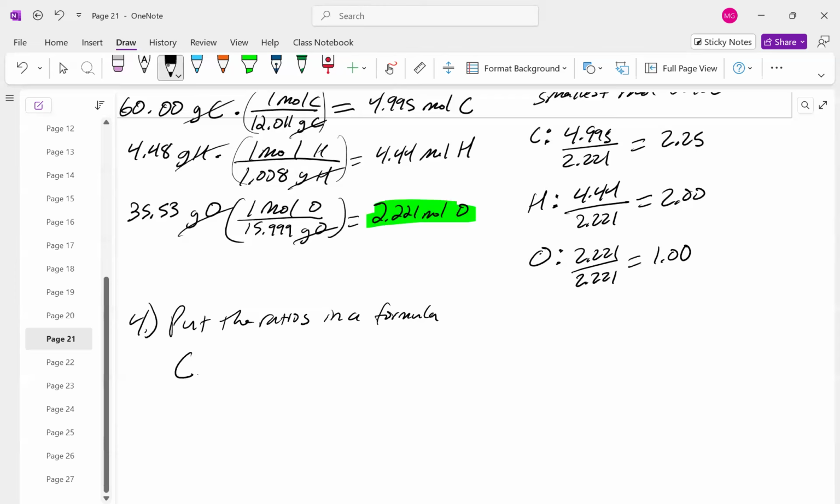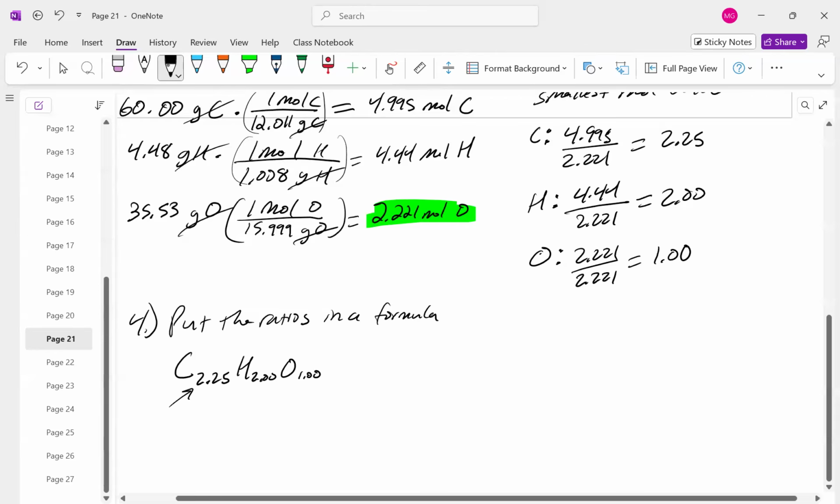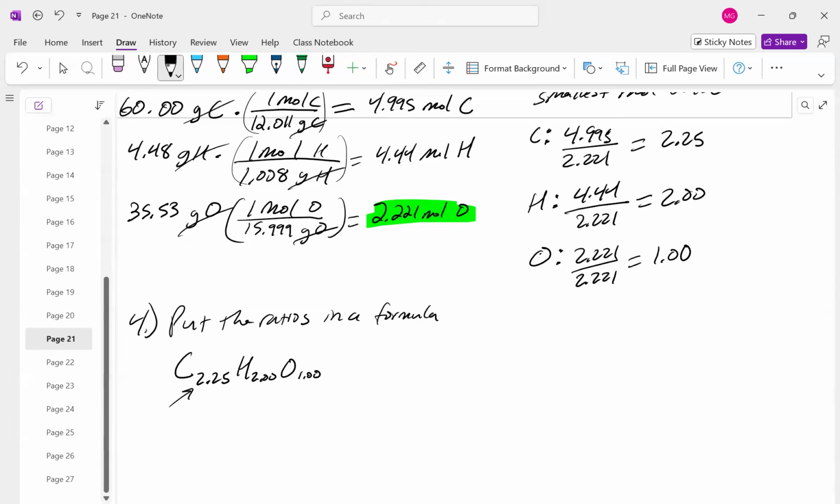So carbon we have is 2.25. Hydrogen was 2, and oxygen was 1. Now, I'm not done. That's not the empirical formula. I need to multiply this by a certain number to make it a whole number. Remember, I can't have half an atom or a quarter of an atom in a molecular formula. It's got to be a whole number. So what do you think I can multiply that 2.25 by to make it a whole number?